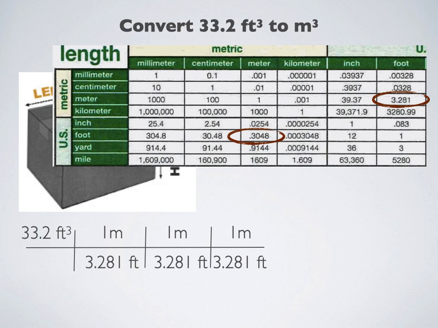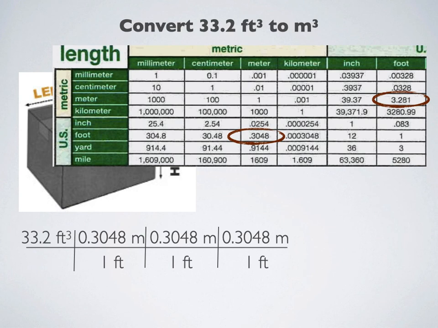33.2 divided by 3.281 divided by 3.281 divided by 3.281. You have to hit divided by each time in your calculator because all 3 of those numbers are in the bottom of the conversion. Okay? So divided by 3.281 divided by 3.281 divided by 3.281. If you do that in your calculator, you should generate this number right here. So we're going to have 3 significant digits because we started with 33.2. So that's 0.940 meters cubed.